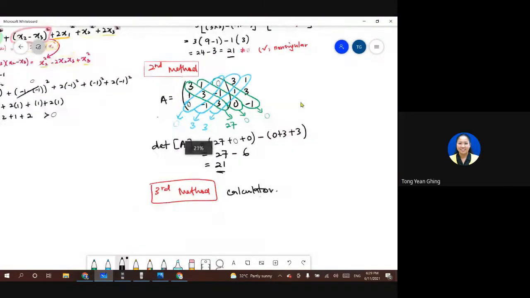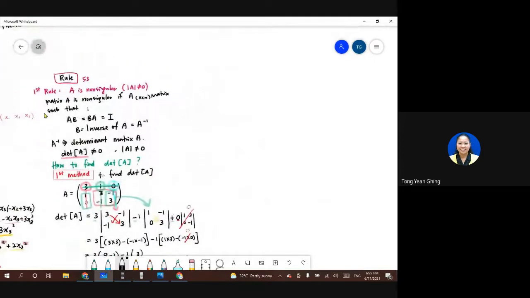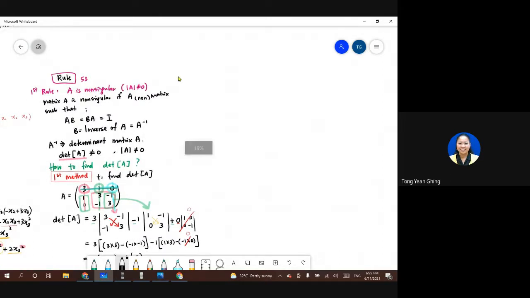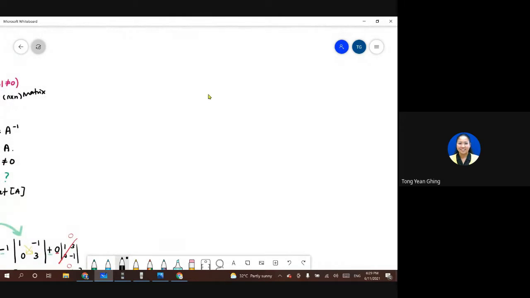Okay, so this is only the first rule of finding whether the matrix is symmetric positive definite or not using rules. First rule. We have another 3 rules to go. So the second rule.